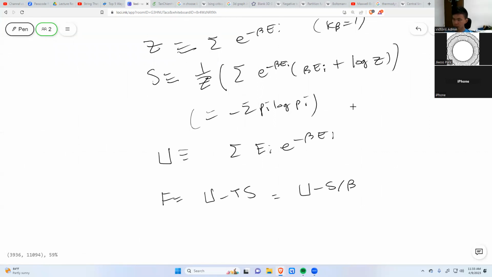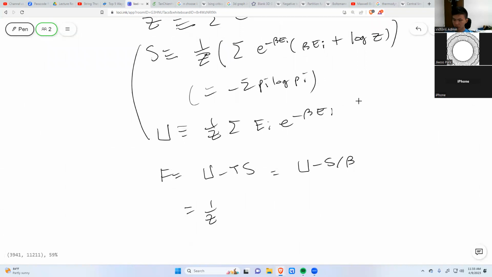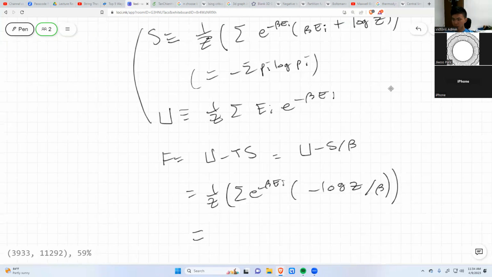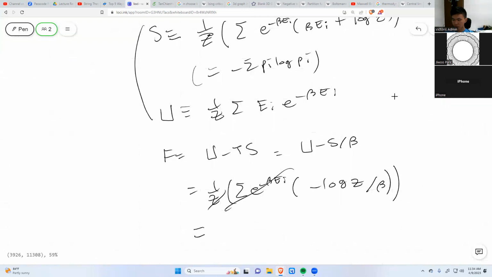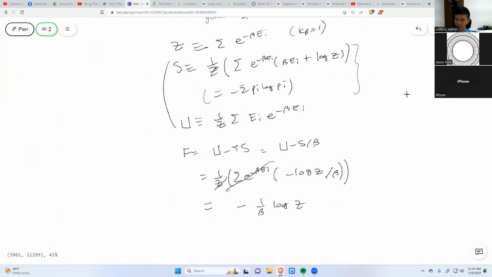We define these so we can just calculate. This will be equal to the sum over, oh wait, I forgot to put 1 over Z in front. So this is equal to 1 over Z times the sum of e to the minus beta E_i. Then they cancel and we get log Z minus log Z over beta. The two cancel, and this just gives us minus 1 over beta log Z. I see. Okay, so this is the Gibbs definition of entropy, right?